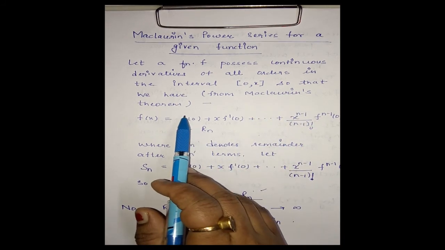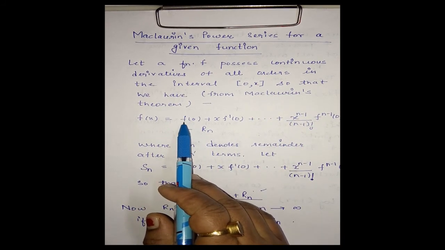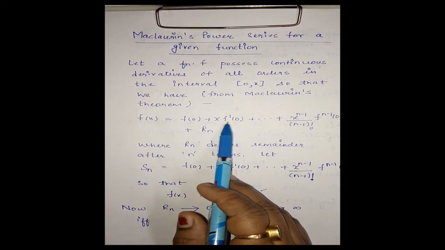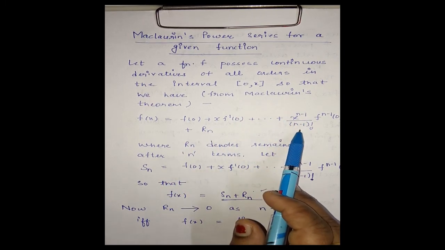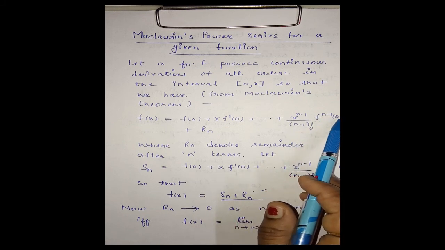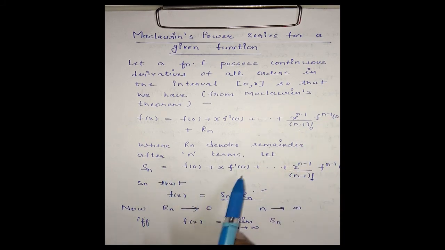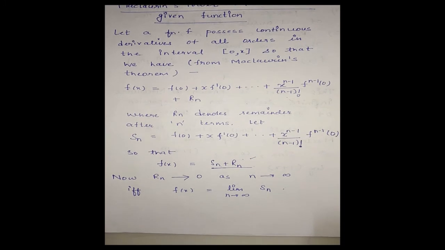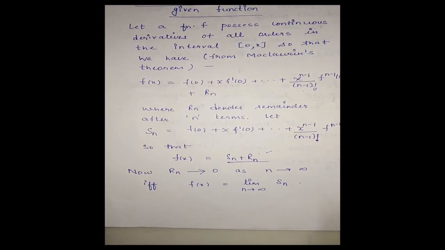Now let us assume that Sn is equal to f(0) plus x f'(0), up to x^(n-1) divided by (n-1) factorial into f^(n-1)(0). So that f(x) is equal to Sn plus Rn. Okay, then f(x) is equal to Sn plus Rn.